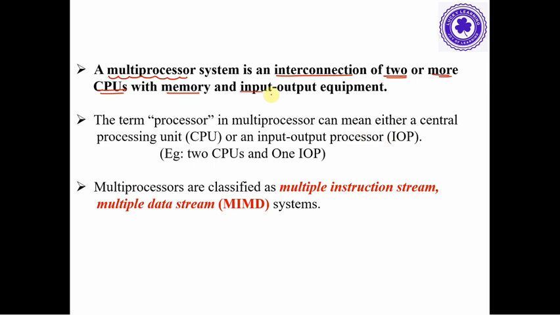memory and input-output equipments. The term processor in multiprocessor can mean either a central processing unit or an input output processor. It means it may have two CPUs, one IOP, or two CPUs, two IOPs. Like if it has more than one processor, it's called multiprocessor system. And these multiprocessors are classified as multiple instruction stream, multiple data stream computer. This is called MIMD computers that we have discussed in the Flynn's classification of computers.